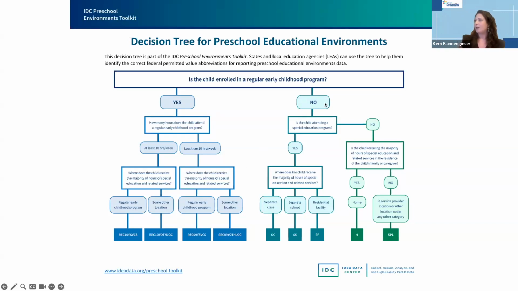On the flip side, if they're not attending an early childhood program, then we're going to go with no. And then where are they? Are they in a special education program? If it's no, we're going to go through this. They might be at home. If they are not getting services at home, they might be getting their services in some other location, like a speech language provider's office. If they are attending a special education program, then we're going to think about where, right? Are they in a separate class or self-contained class? Are they in a separate school, or are they in a residential facility?